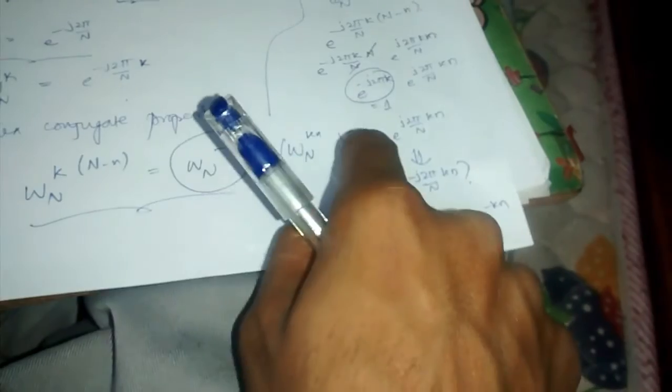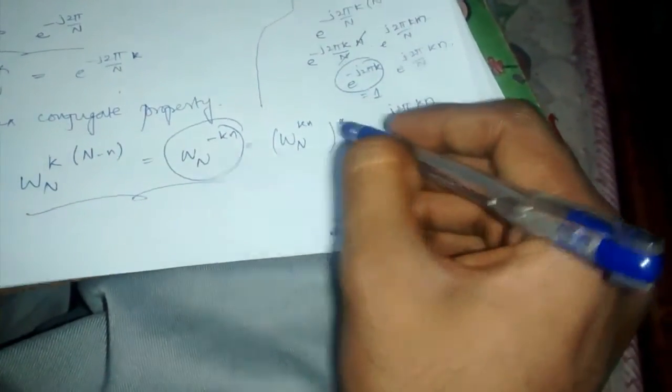As you know, this is the complex conjugate, so W_N of kn star gives W_N of minus kn. Now we'll deal with the second property. The second property is W_N of kn is equal to W_N of k(n plus N), which is equal to W_N of (k plus N)n.